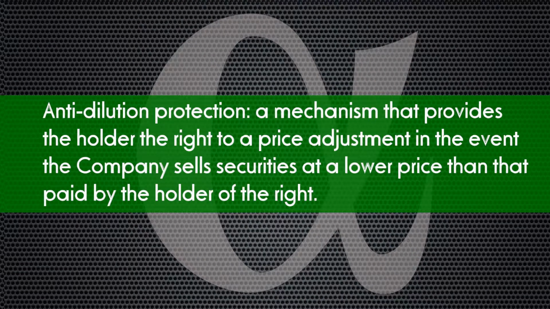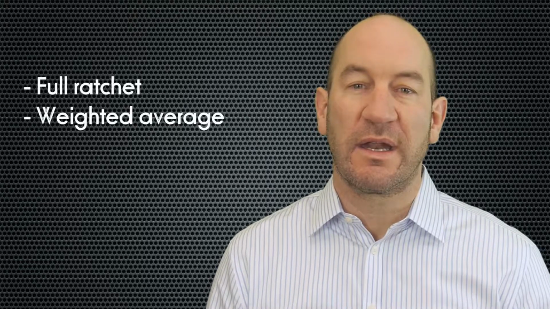Generally speaking, anti-dilution provisions provide some level of downward price adjustment in the event that the company sells securities at a lower price than that paid by those holding the anti-dilution provision rights. There are two main types of anti-dilution provisions: full ratchet and weighted average. Let's start with a full ratchet, which is the easiest to understand.